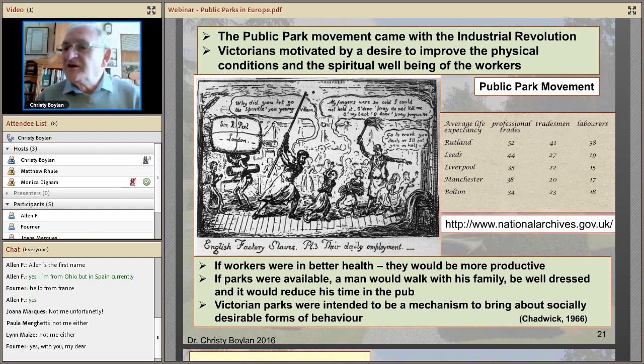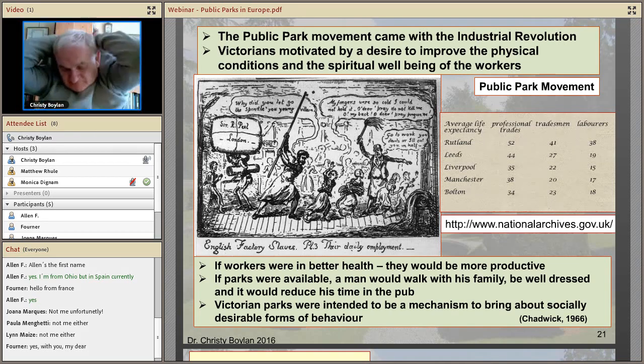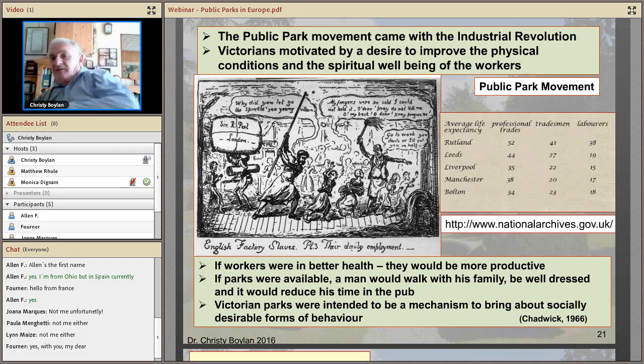And in 1801, the population, this is of England, not just London, England was 9 million, and it increased to 14 million in 1831. And that was a 40% increase, but this increase was mostly in urban areas. So this is one reason why parks came to be. And the public parks movement came with the Industrial Revolution.